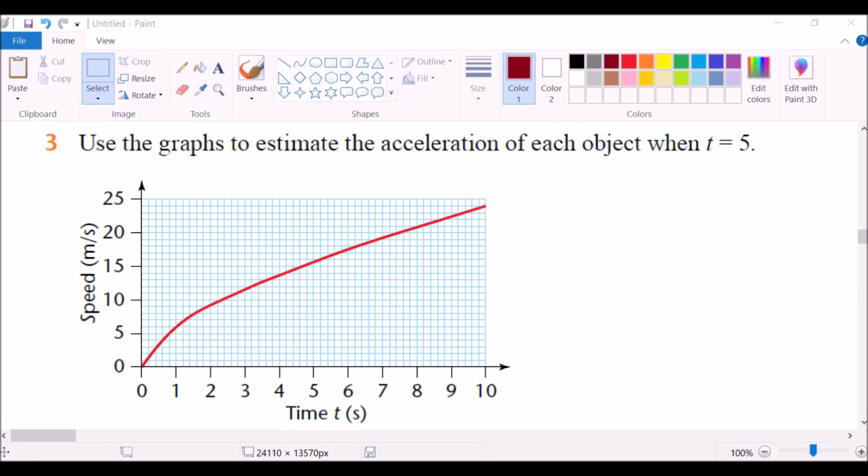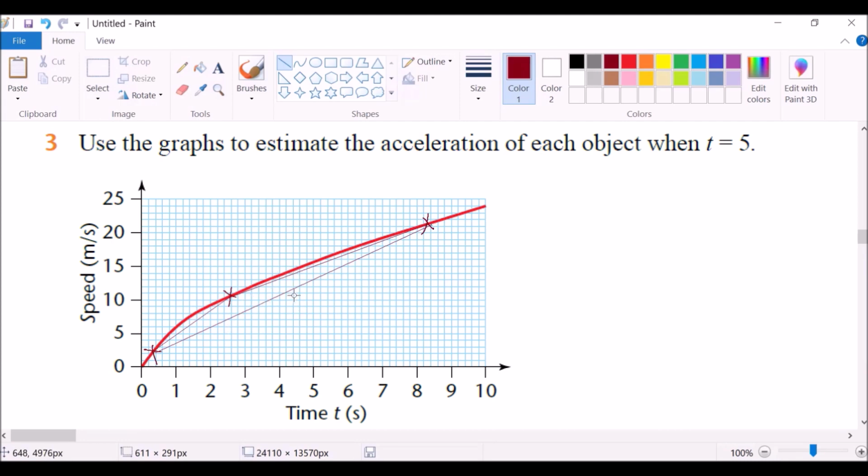On a curve, we cannot measure gradient. We can only measure gradient of straight lines. We cannot measure gradient on a curve because if we pick any points, let's say this point and that point, the gradient here and the gradient there and the gradient here are all different. So we don't know which gradient to choose.